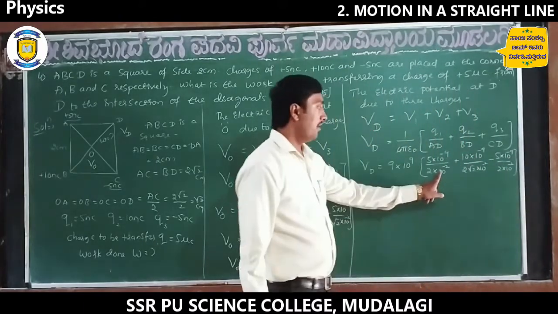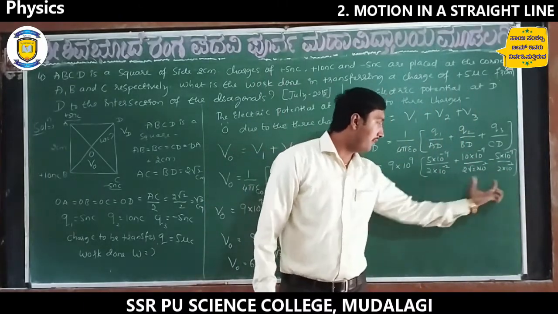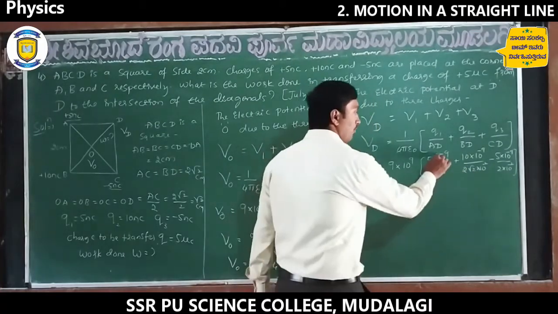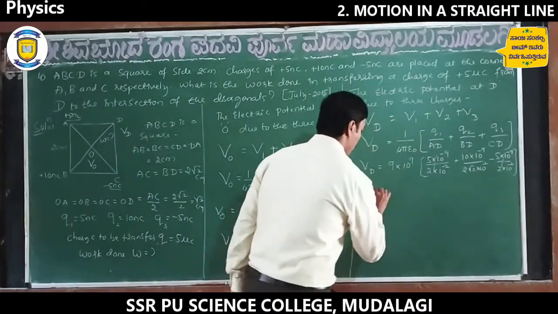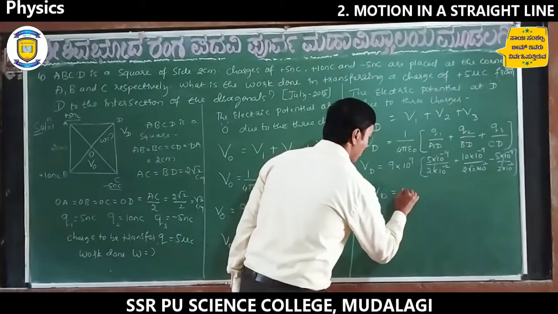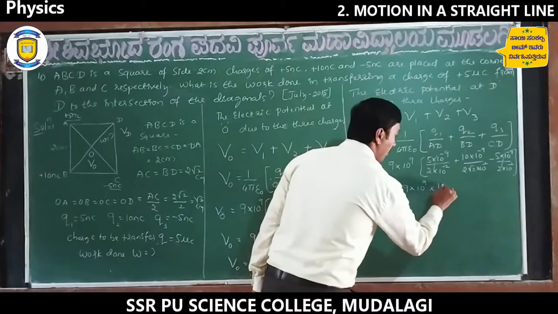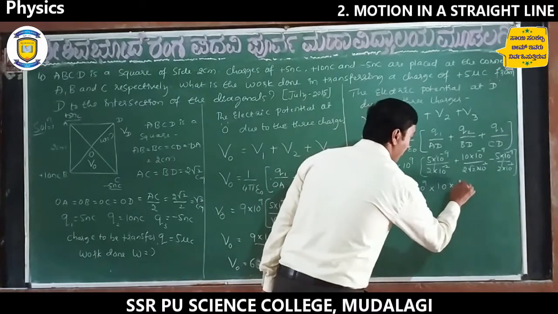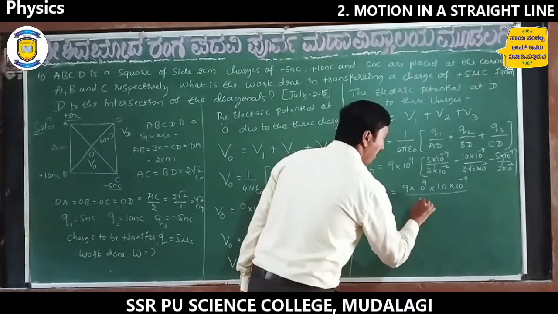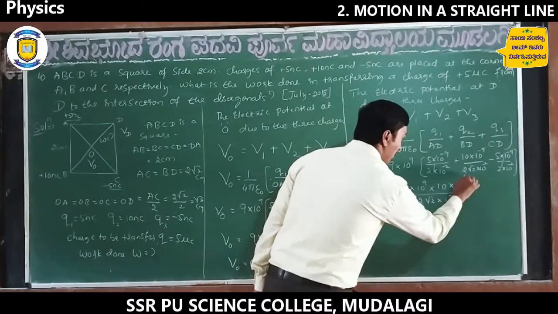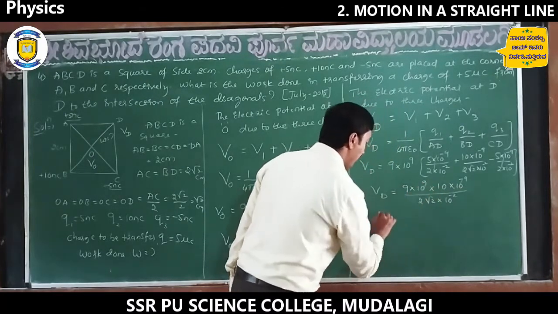Note again, the terms cancel out, because this is positive and this is negative. You have to cancel out the terms. So what is the end? So PV is equal to 9 into 10 raised to 9 into 10 into 10 raised to minus 9 divided by 2 root 2 into 10 raised to minus 2. The 10 to the power terms cancel out.